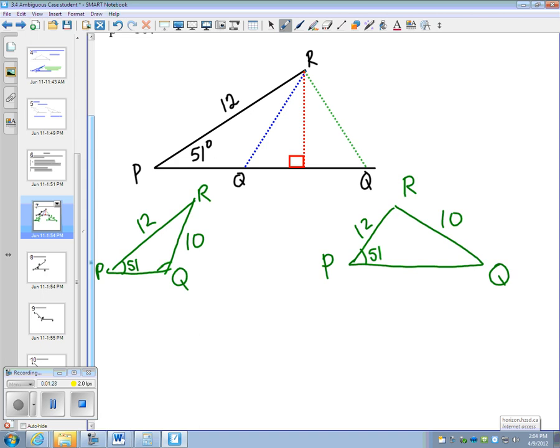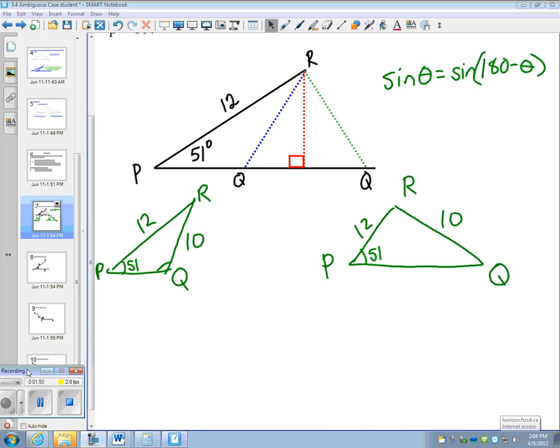The sine law is the root of the ambiguous case, because remember that the sine of any angle is equal to the sine of 180 minus that angle. So that's what gives us the ambiguity: the sine of 150 is the same as the sine of 30. So that's why there is that ambiguity. We're going to use the sine law, get an angle spit out, and then look at these two cases.